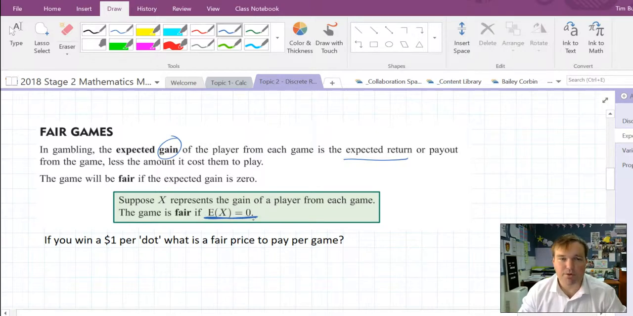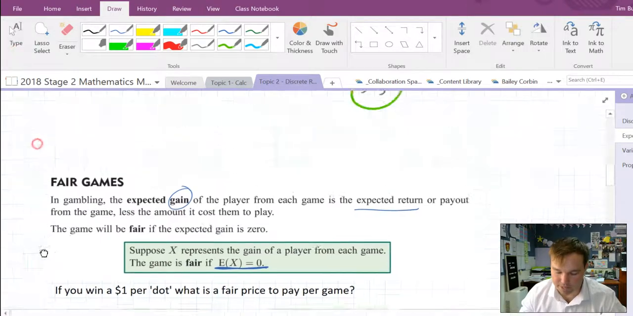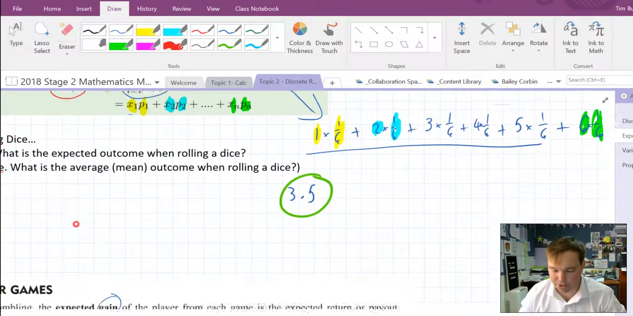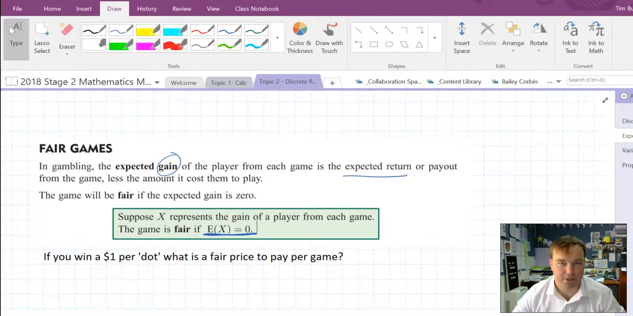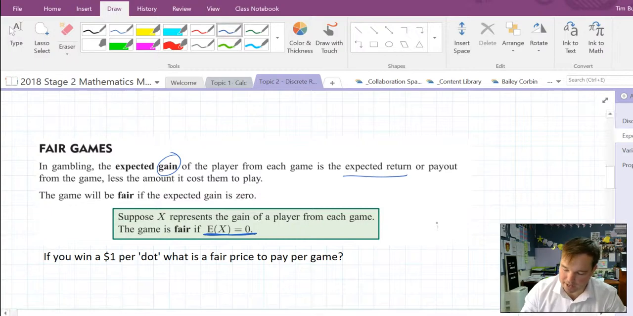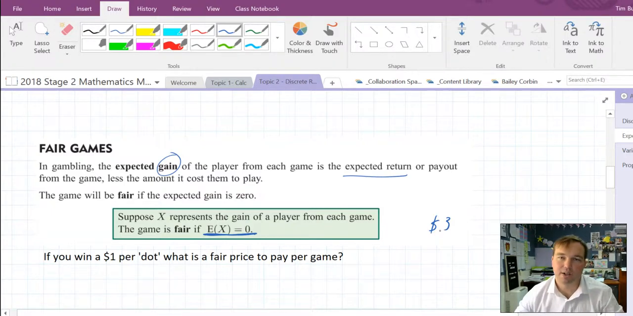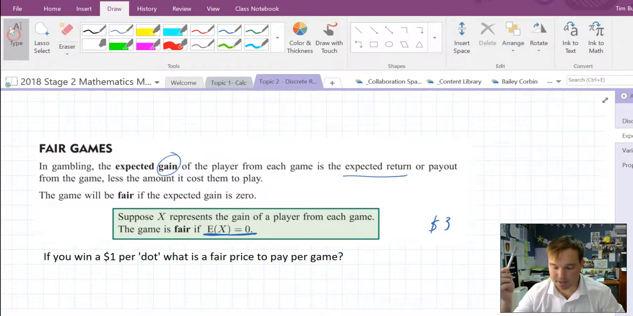So for example, if you're rolling the dice up above, and you win $1 per dot, so roll a 1, you get $1, if you roll a 2, you get $2, you roll a 4, you get $4, etc. What is the price that would make this game fair? So if you paid $3 to play each game, every time you roll you have to pay $3. On average, you would expect to gain 50 cents per game, because the expected outcome for a dice is $3.50.